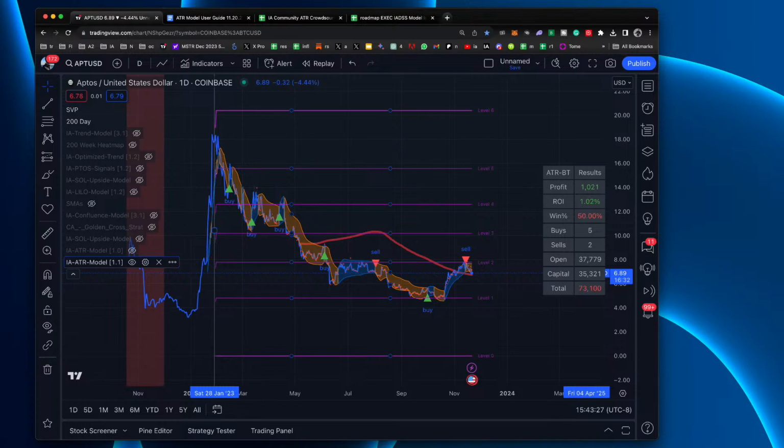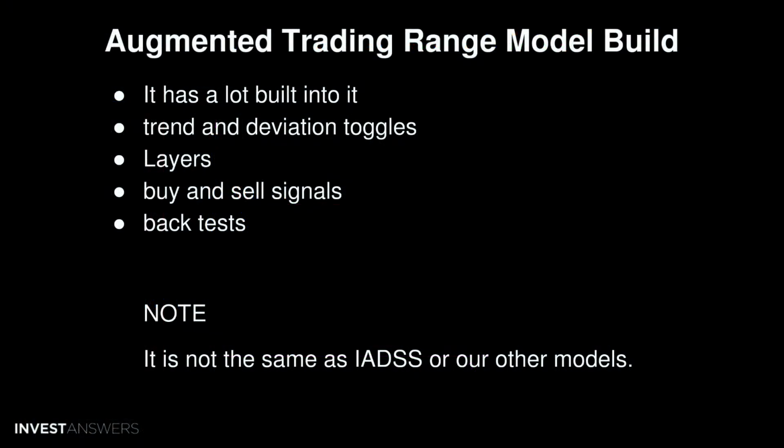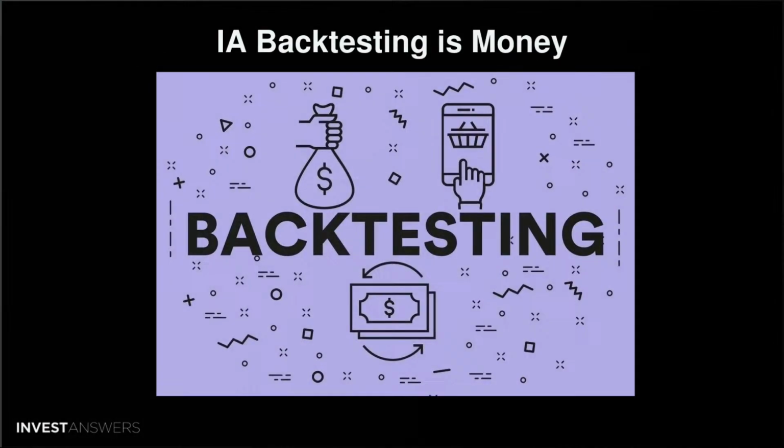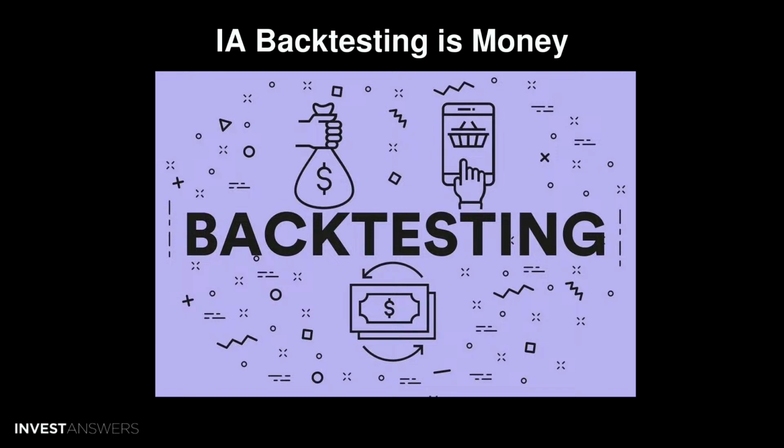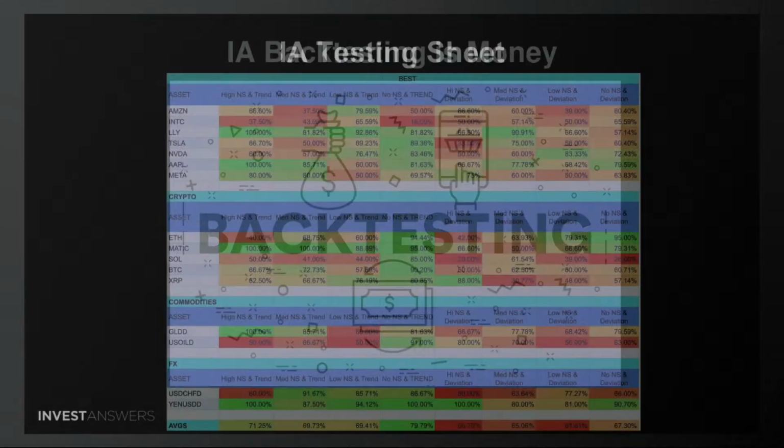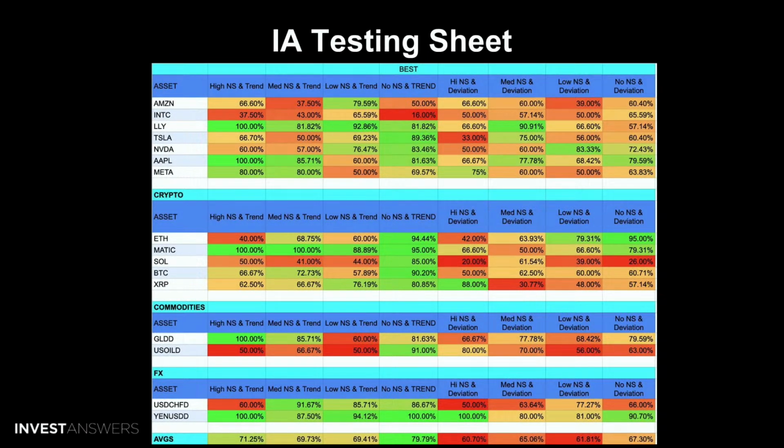Very important as well. Now let's go back and look at some other details too. Here, again, remember, the backtest. The backtest is money, as I say, and it's not the same as other models. Very important. Now, back to backtesting. What we do have is this thing. This is the testing sheet, kind of a quick and dirty version, but we did test this over hundreds of assets, thousands and thousands of times. That's why it took so long to build.